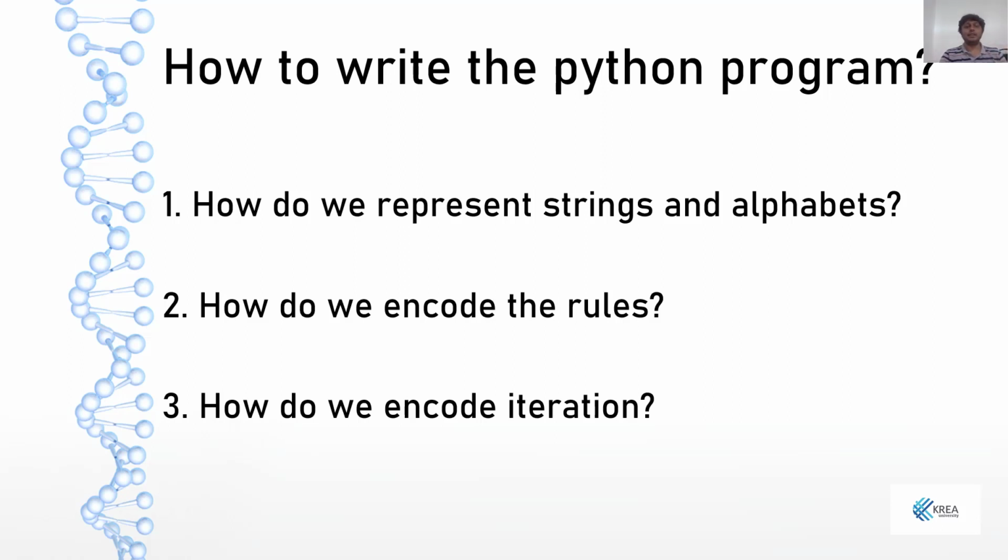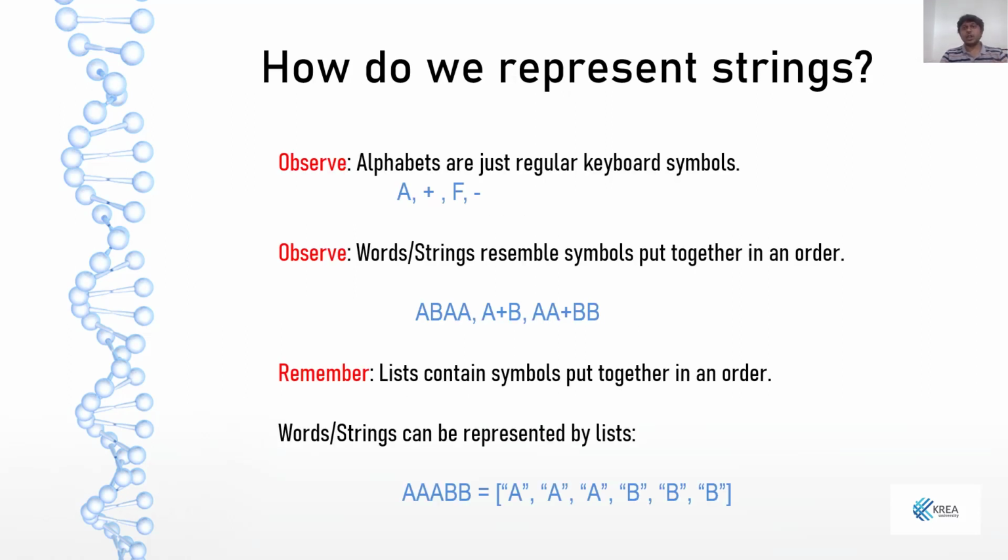How do you represent strings in alphabets? How do you encode the rules? And how do you encode iteration? So, how do you represent strings?